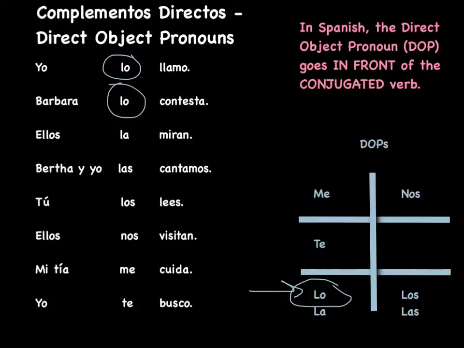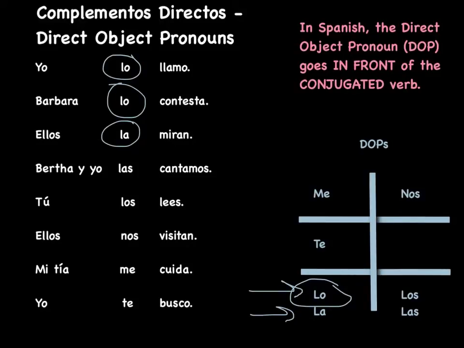Sometimes we have feminine objects as well. For example, la televisión. They watch the television. They watch it. So we're going to replace la televisión with it, which would be la in this case. Ellos la.